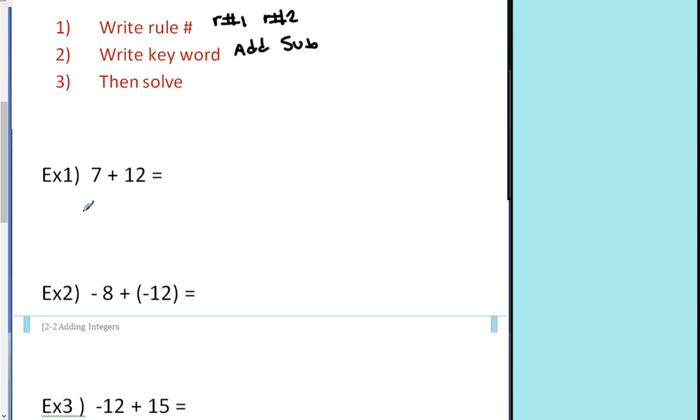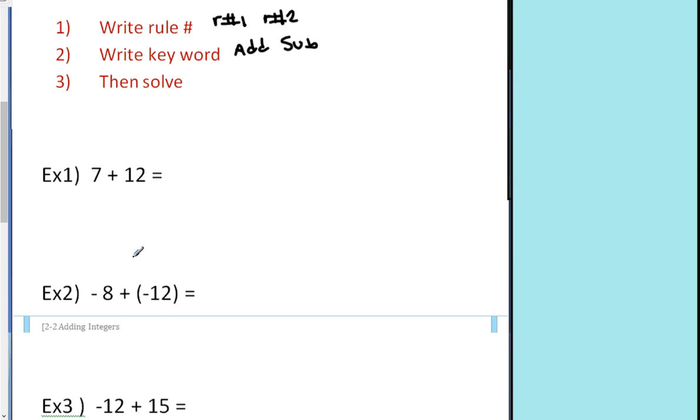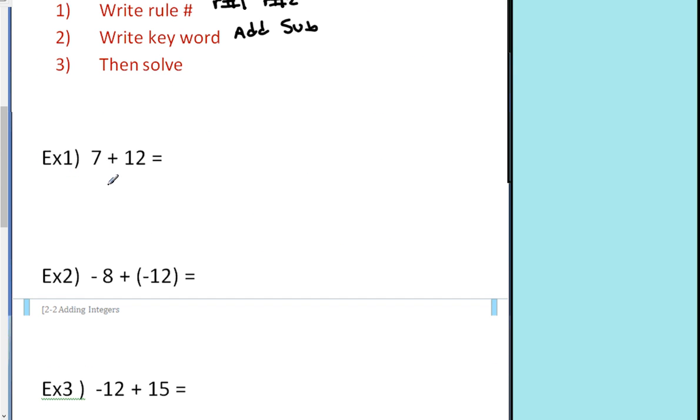So here's what you do. First things first, you look at the two numbers. Are they the same sign? Are they different? Are they both yellow? Are they both red? Or are they different from each other? Well, they're both yellow, so they're the same sign. So same sign numbers is rule number 1. So all I do, right below it, I write R number 1. And then I write the key word. What's the key word for rule number 1? Add. Write the rule, write the key word, then do the math. It says to add them, so 7 plus 12 is 19. And it's positive 19 because yellow plus yellow make more yellow.